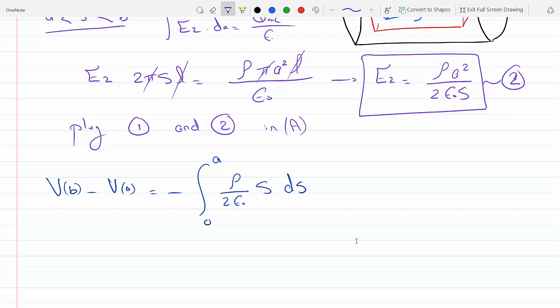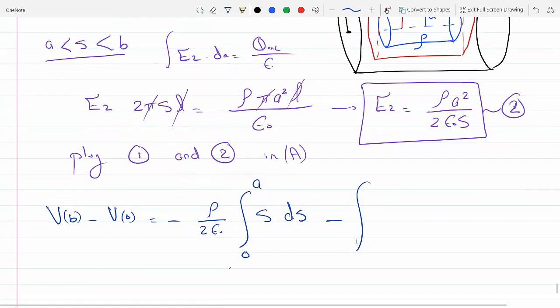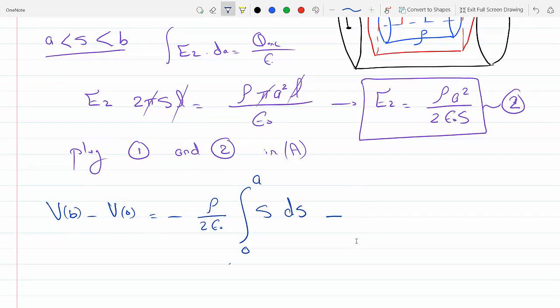And since rho over 2 epsilon is constant, I can pull this outside the integral. So let me just move them here, and then put the integral here, going from 0 to A. And with the same exact argument, we can do the second integral. So minus E2. E2 turned out to be rho A squared, all constants, over 2 epsilon, integral of ds over S from A to B.